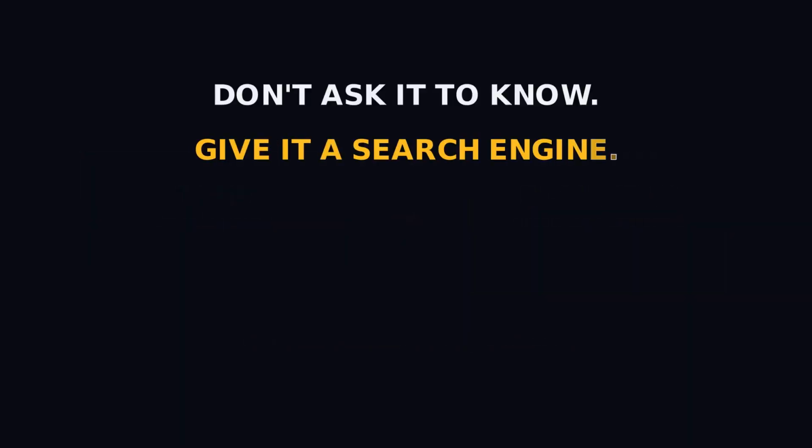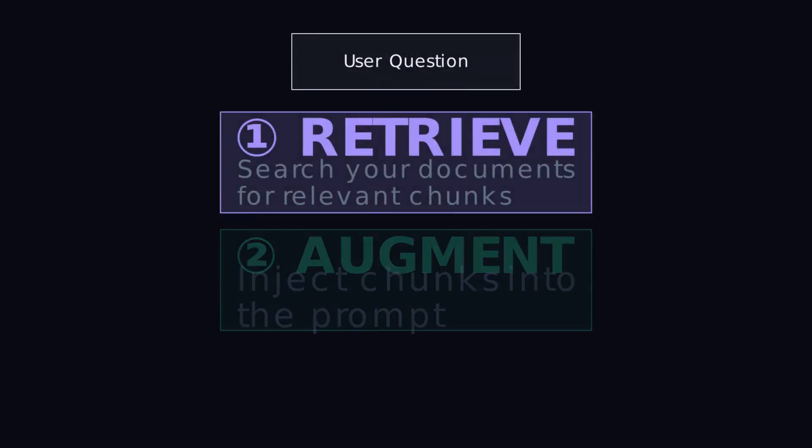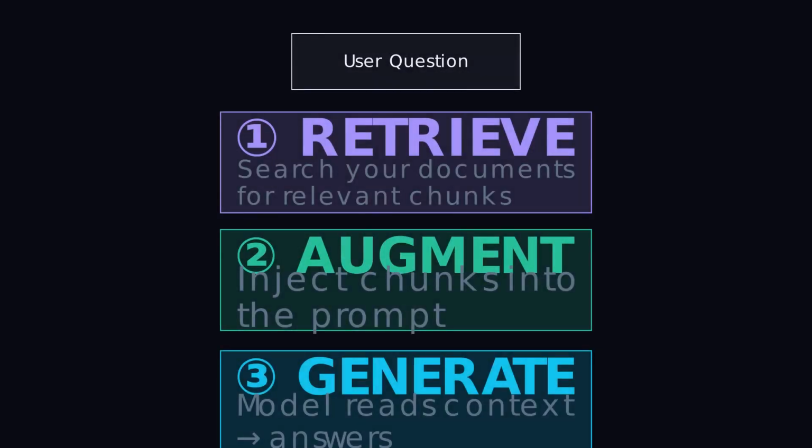So how do you give a model access to real facts? The answer is deceptively simple: don't ask it to know things. Give it a search engine instead. That's RAG. Retrieval-Augmented Generation. 2 steps: retrieve, then generate.